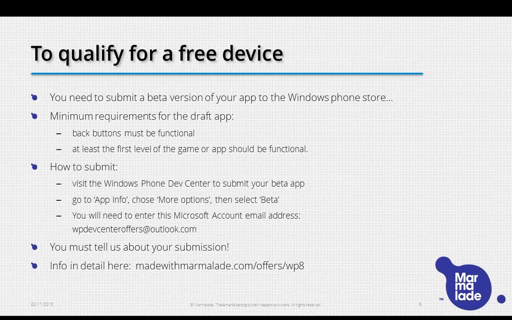Once you've done that, so long as there are devices still available on the program, you'll be sent a free device, and you need to complete the program by submitting the final build of your app in order to be entitled to keep hold of that device. And then also you need to tell us about your submission. So once again, same page, offer/WP8, there's a form to fill in to tell us when you've submitted your app, and we'll check that and sign it off against your account.